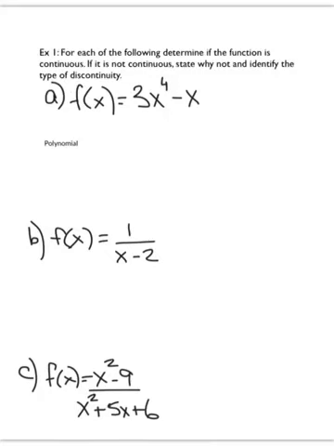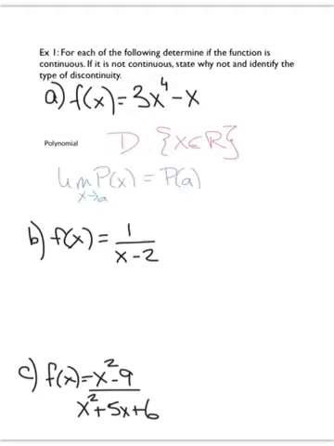And you know, with polynomials, the domain is x in the real numbers, so it's infinite. And we also know that the limit of p of x, which is our polynomial, as x approaches a, is going to be equal to p of a for all the domain.